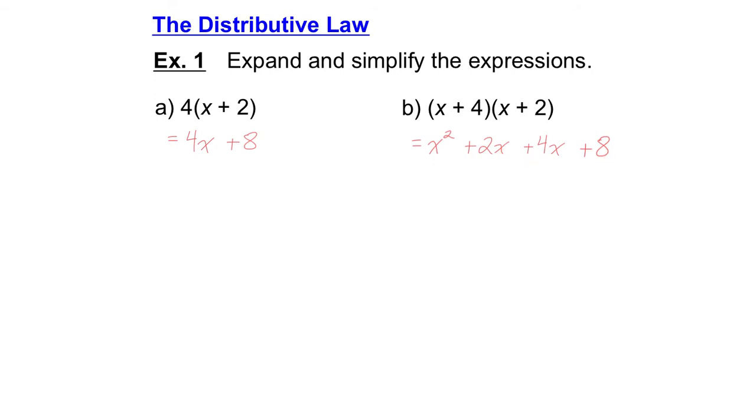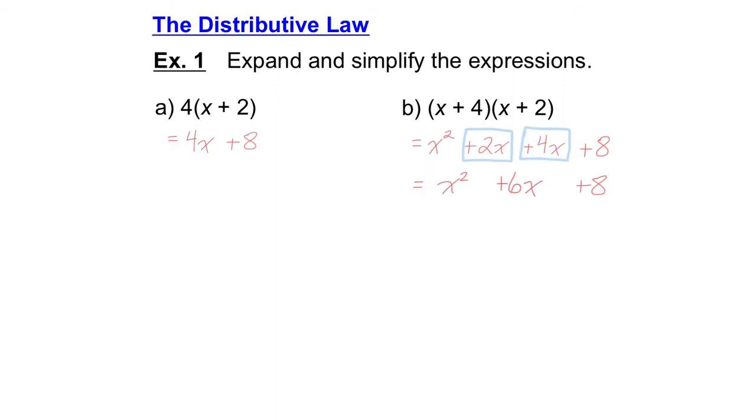Now, that's expanding. Now let's look at this part, simplify. Simplify just means collect your like terms and add them together. So here I have like terms, 2x plus 4x. I can simplify that. 2x plus 4x is 6x. So really I end up with x squared plus 6x plus 8. And this is that distributive law or distributive property. Each term in front gets multiplied by each term in the brackets.